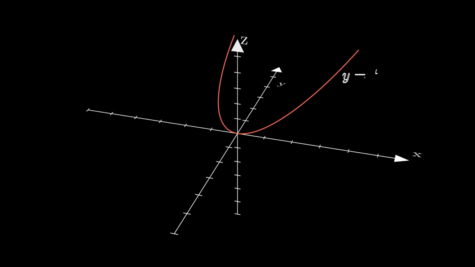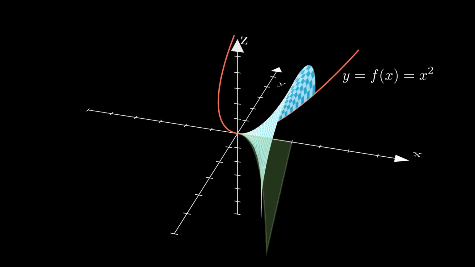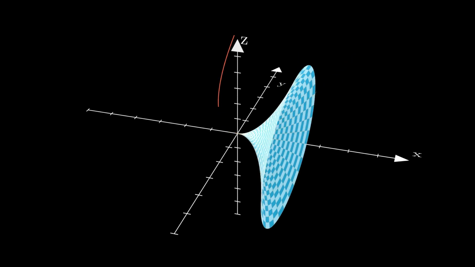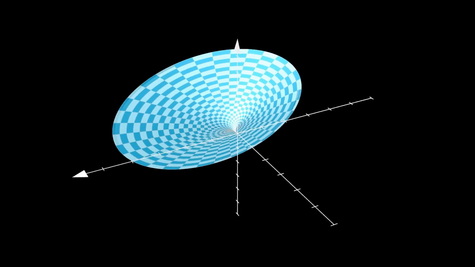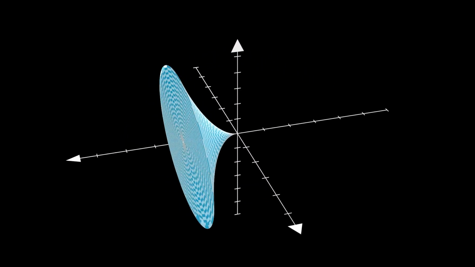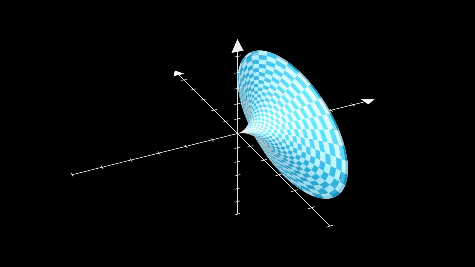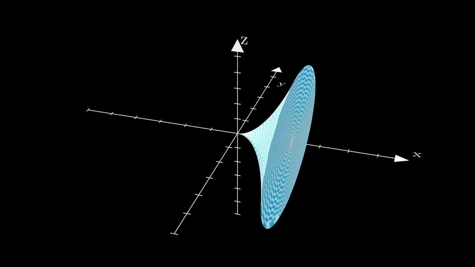Consider the function f of x equals x squared. Let's concentrate on the region bounded by this function and the x-axis between x equals 0 and x equals 2. What if we rotated this region around the x-axis to form a solid? What would be the volume of this resulting solid? How should we even start this problem?